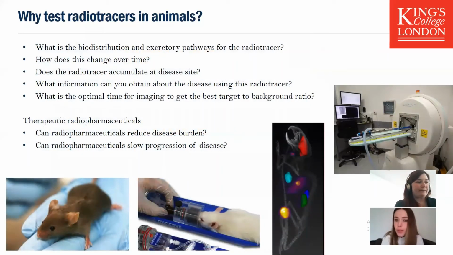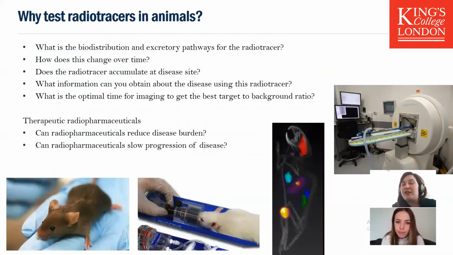Testing of radio tracers in animals normally involves the administration of the radio tracer through the same route you hope to deliver clinically, for instance, intravenously, and then monitoring its biodistribution over time in both healthy animals and in diseased animals. This allows us to answer questions such as: what is the biodistribution and its excretory pathway for the radio tracer? How does this change over time?